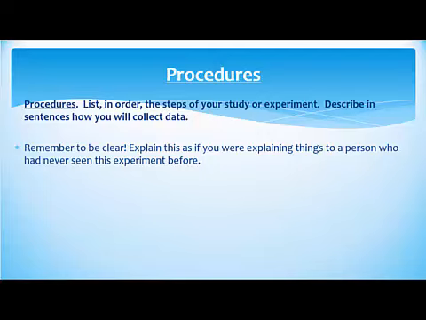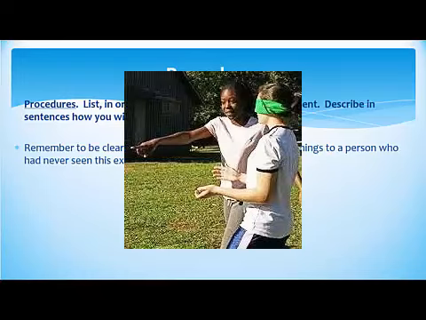In the procedures section, you need to list in order the steps of your study or experiment. So describe in sentences how you're going to collect that data. Remember to be clear. All right, so explain things as if you're explaining them to a person who had never seen this experiment before. You are explaining how this experiment goes, step by step.